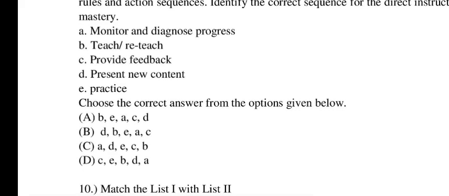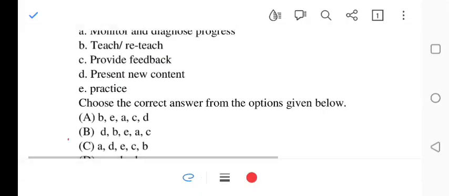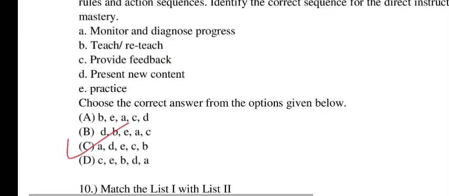B, E, A, C, D. D, B, E, A, C. A, D, E, C, B. C, E, B, D, A. These are the options for you. Correct option will be A, D, E, C, B. That means option C will be correct.